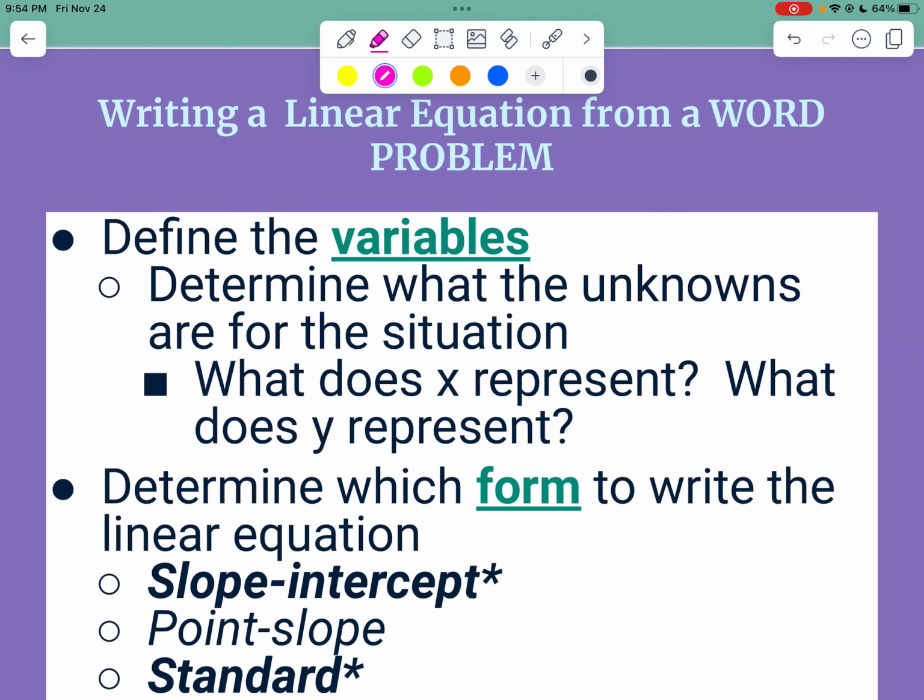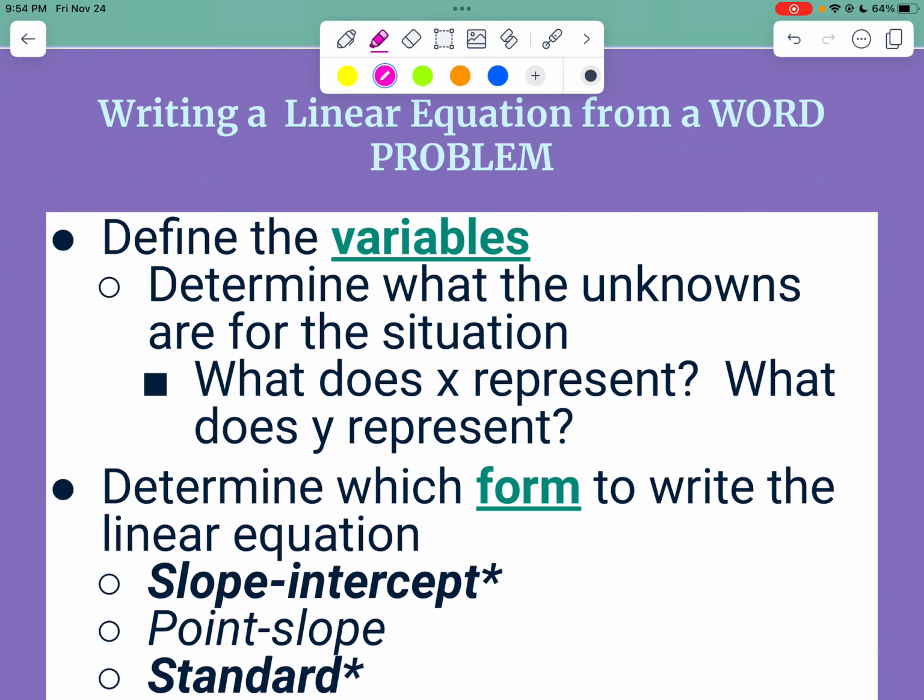The first thing we have to do is figure out what the variables are. So we're determining what the unknowns are for the situation. What do we know and what don't we know? What does the x variable represent? How about the y variable? What does that represent? We'll talk about how we even know what we're looking for.